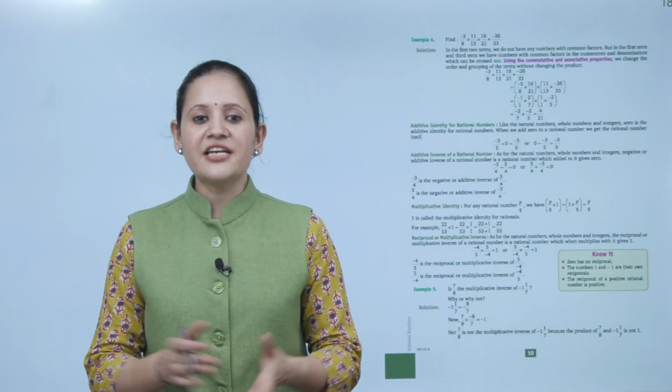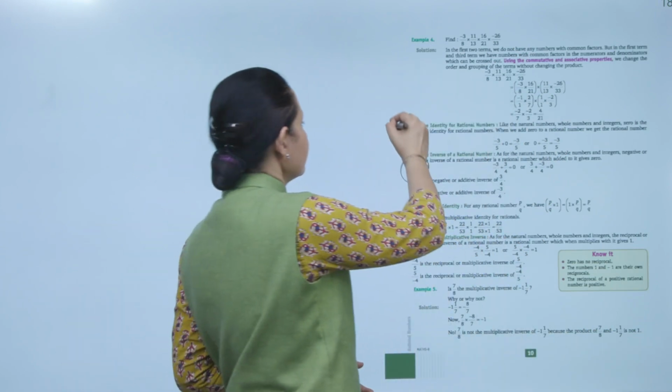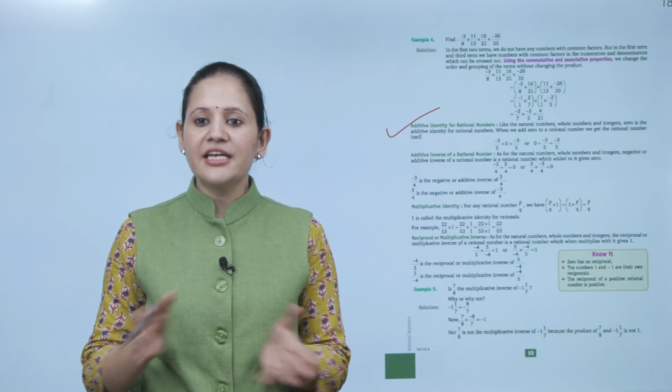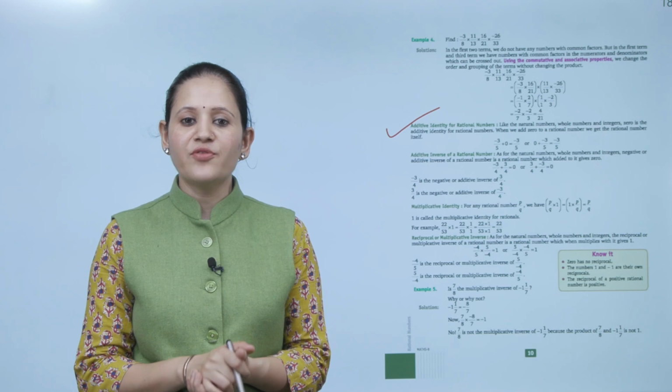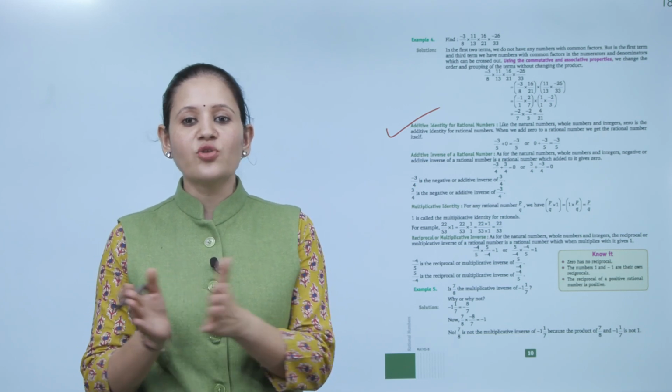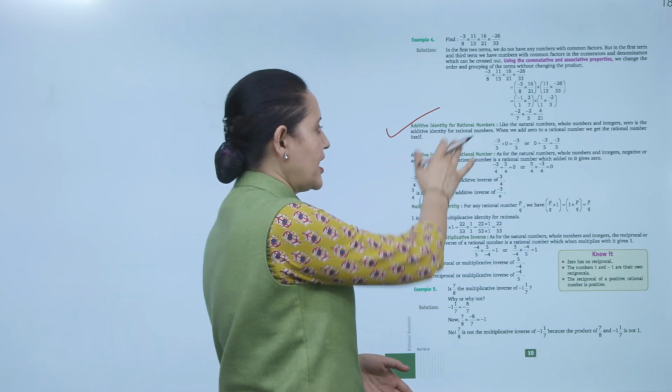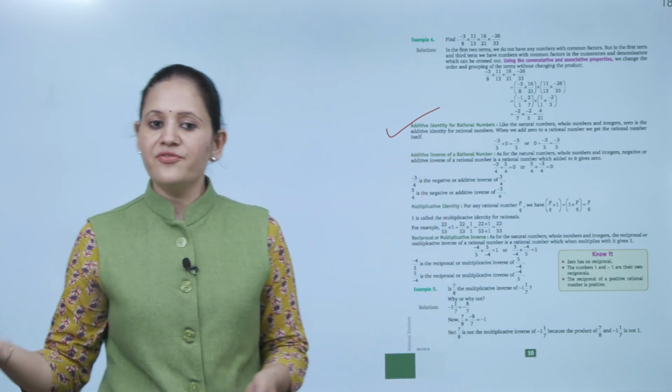Next is additive identity for rational numbers. Like the natural numbers, whole numbers and integers, 0 is the additive identity for rational numbers. When we add 0 to a rational number, we will get the rational number itself. Minus 3 by 5, if we add 0 to it, we will get minus 3 by 5.